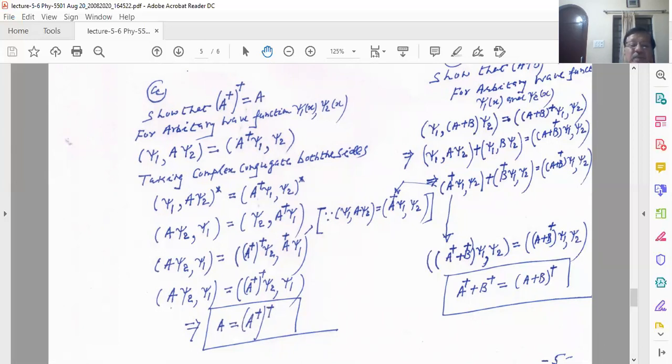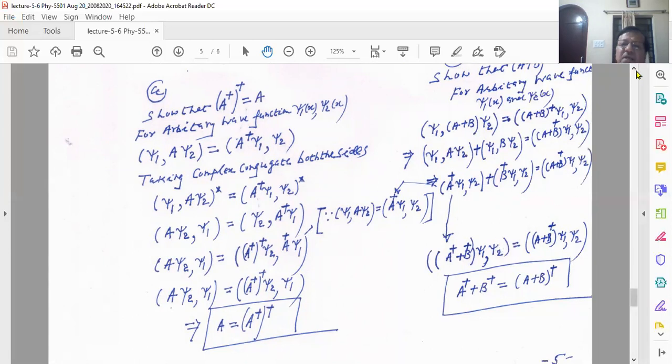This is a simple relation, which you have to remember in quantum mechanics, and I have to use these applications for various examples and some other concepts which we would like to work out when we start learning the formulation of quantum mechanics and the postulates of quantum mechanics.